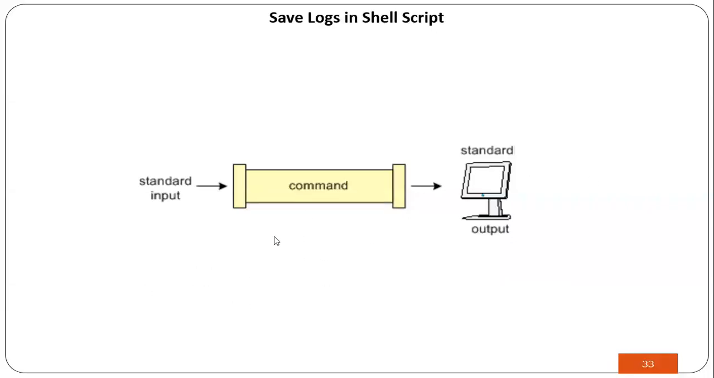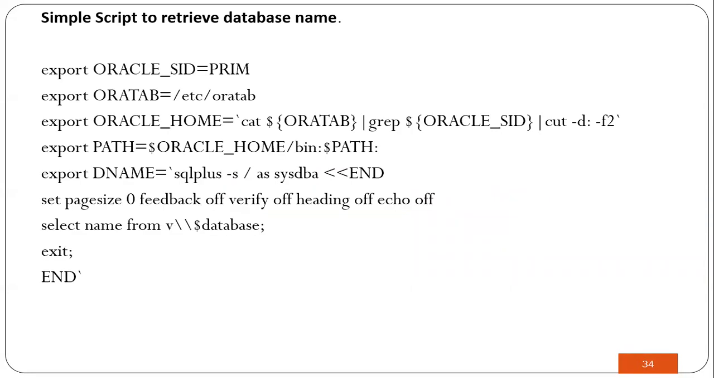Hi all. In this session, we will learn how to save the output of a shell script to a log, and what the input and output redirection operators are and how we use them in shell scripting. In Linux shell scripting, input and output redirections are used to control the input and output of any commands or shell scripts. We have certain input and output redirection operators, and we will be seeing them in detail.